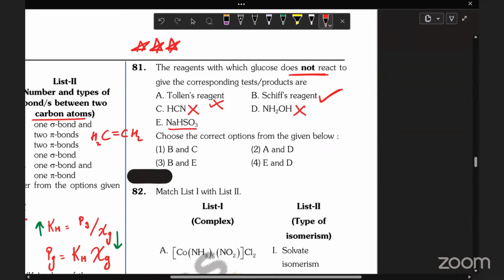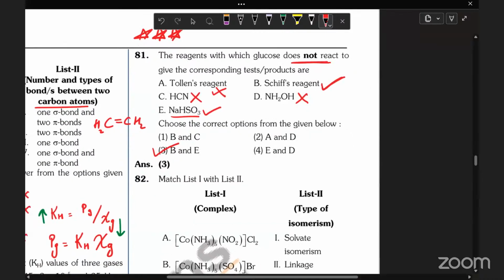Sodium bisulfite, again, this is a weak reagent, won't be able to react with the aldehyde group because it's in the ring form, and that's why this is also the right option. It does not show reaction with glucose. So that means B and E should be the right option. That's option number 3. Let's give it a check. That's correct. Great. Great going.